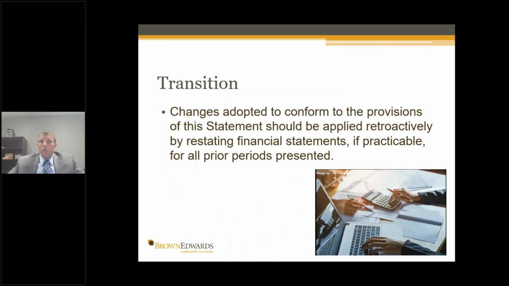Now, if you're unable to fit into one of the exceptions we discussed for derivatives or leases, then the standard defines that the changes adopted should be applied retroactively by restating the financial statements if practicable for all periods presented. Unfortunately, inconvenience is not the same as impracticable. But if restatement for prior periods is not practicable, the cumulative effect, if any, of applying the restatement should be reported as a restatement of beginning net position for the earliest period restated.